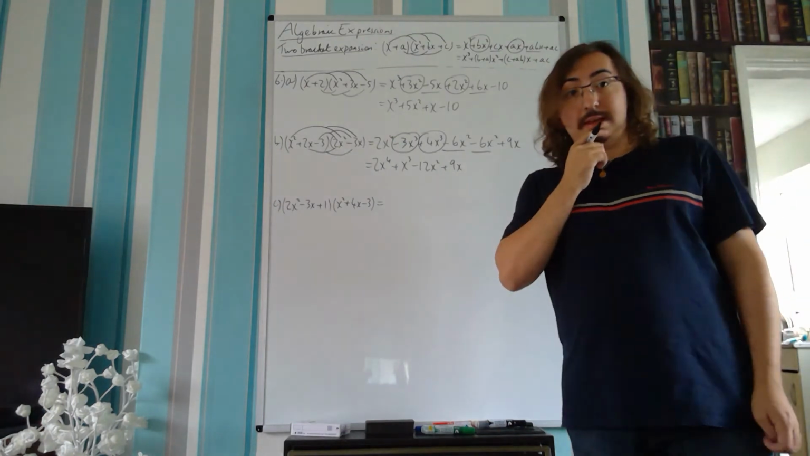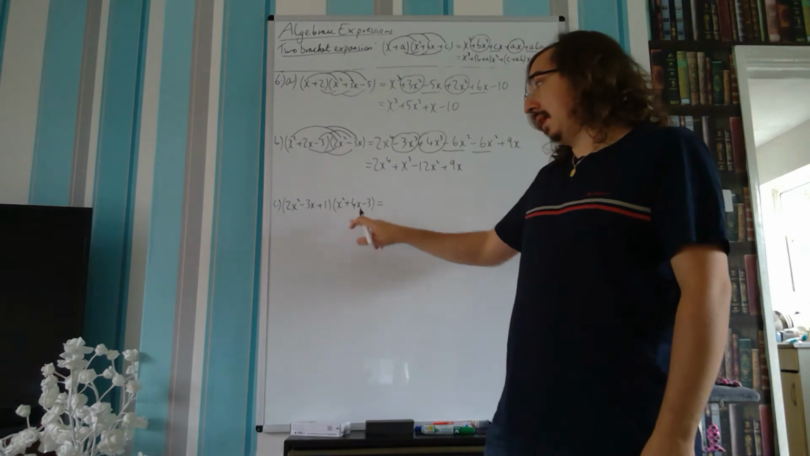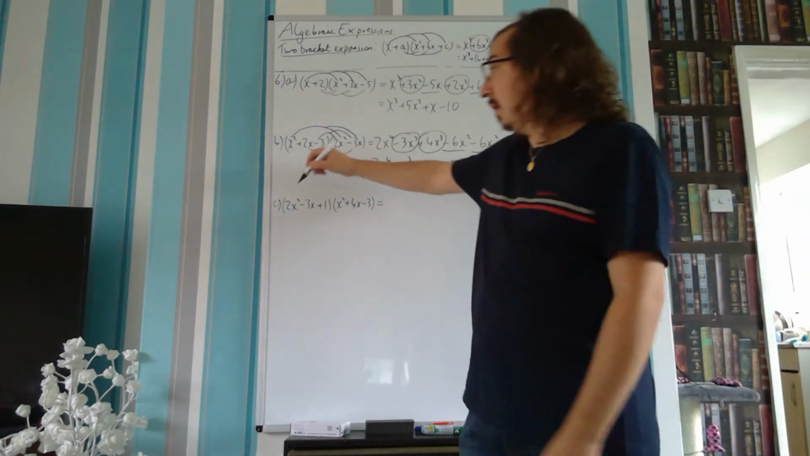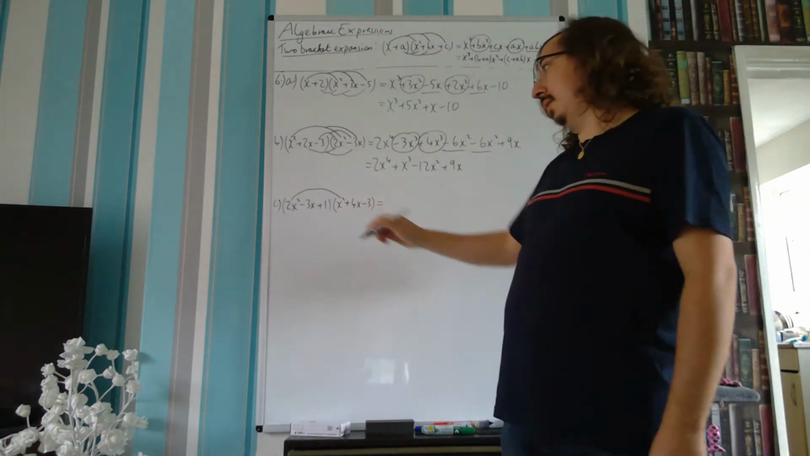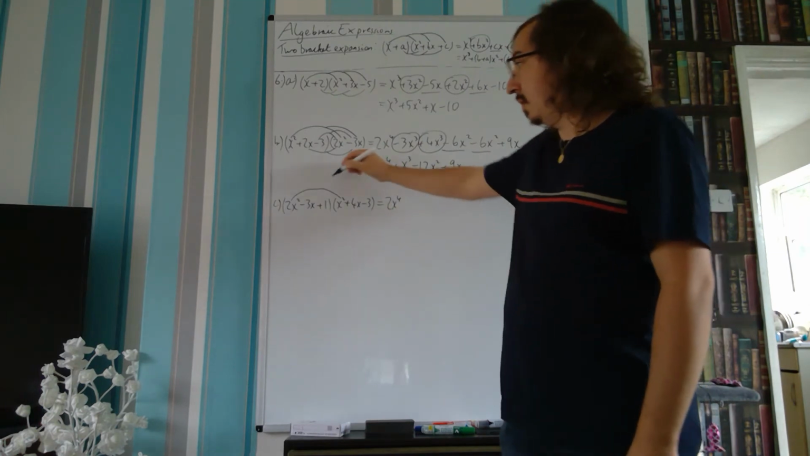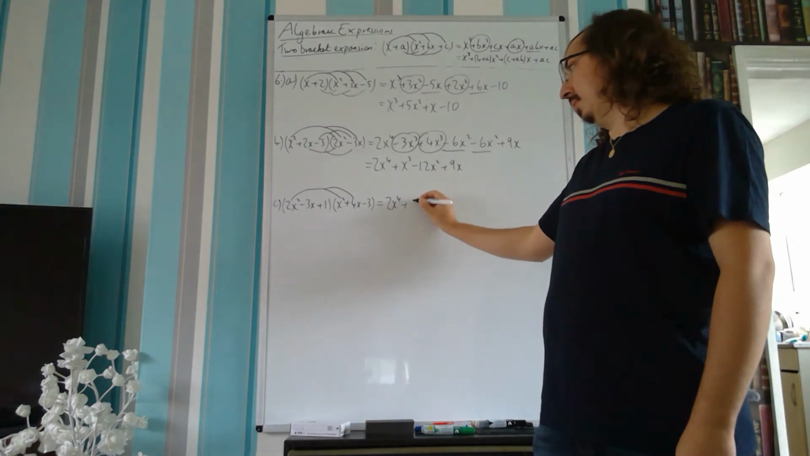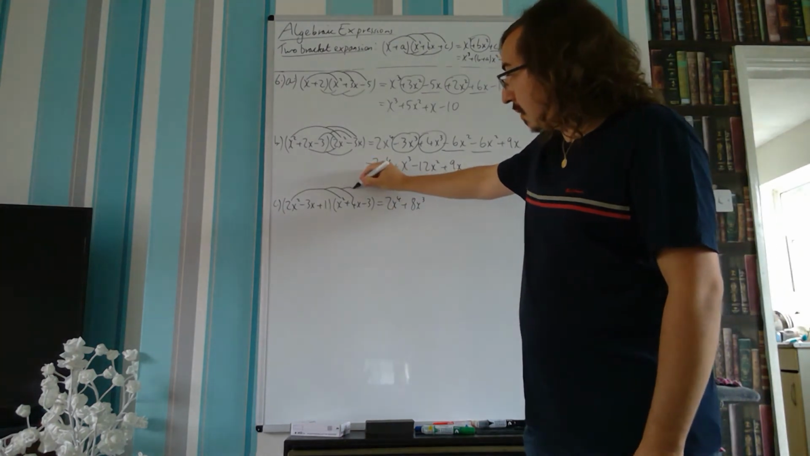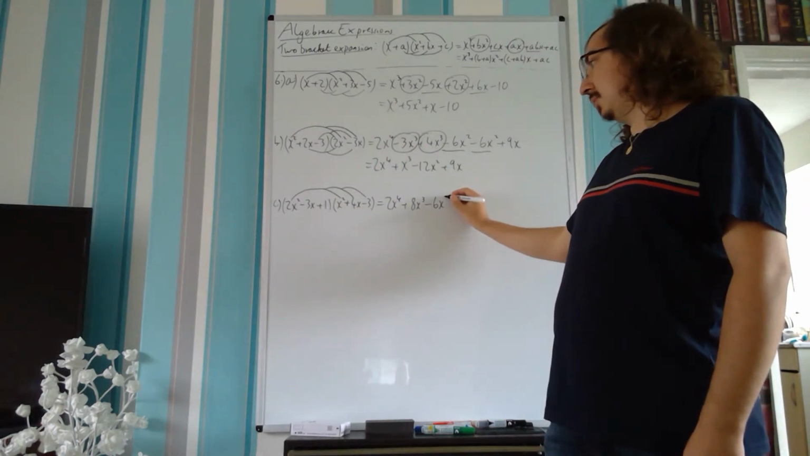Moving on to C then, slightly longer again. This time we have a 3-term bracket times another 3-term bracket. But we follow the same process. So we take our 2x squared, times it by the x squared in the first bracket, 2x to the power of 4. 2x squared times plus 4x is plus 6x cubed. 2x squared times minus 3 minus 6x squared.